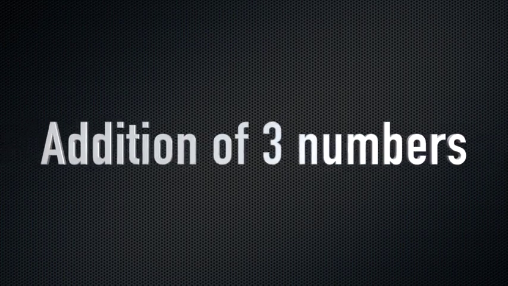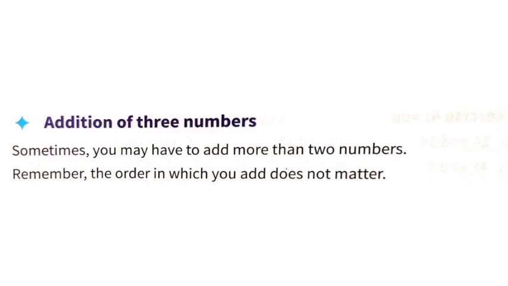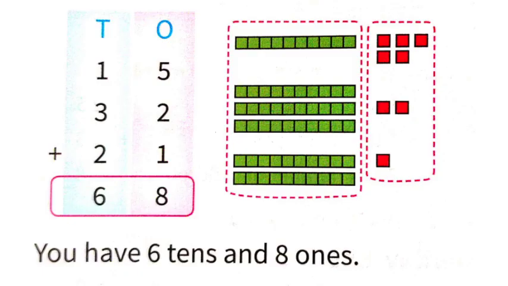Addition of three numbers. Sometimes you may have to add more than two numbers. Remember the rule, the order in which you add does not matter. For example, there are 15 sweets, 32 sweets and 21 sweets. Now what is the number of sweets in total?